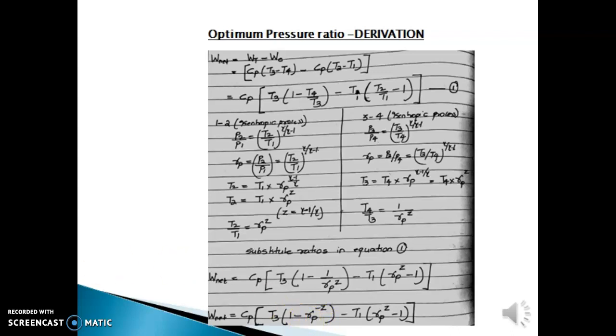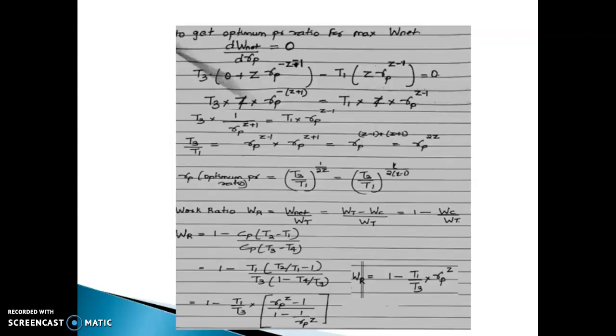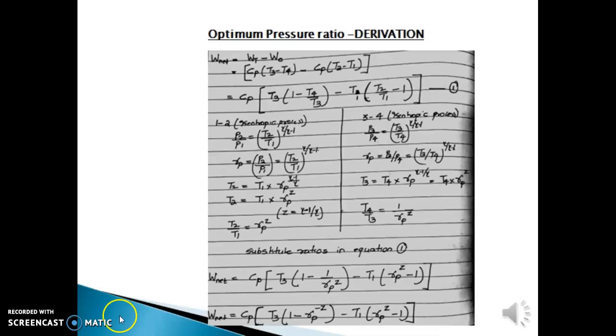Okay, now I think I will mark this as equation 2. This is the expression for W net in terms of Cp, T1, T3 and pressure ratio Rp. Now, this is equation 2.